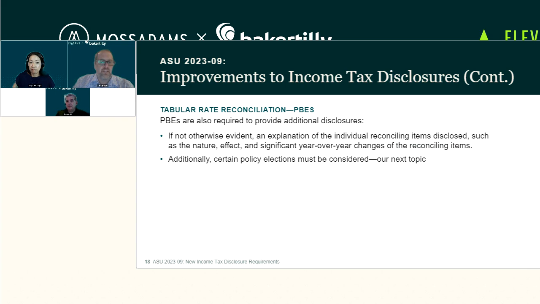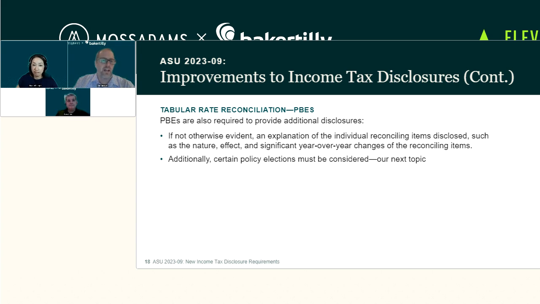And then the last piece, just to highlight, if it's not evident by those disclosures, you'll also need to present a qualitative disclosure as to the nature, effect, and significant year-over-year changes of those reconciling items. And as I said before, we want to think through what some of these policy elections we might want to apply. Before we get there, I think we have one more polling question.